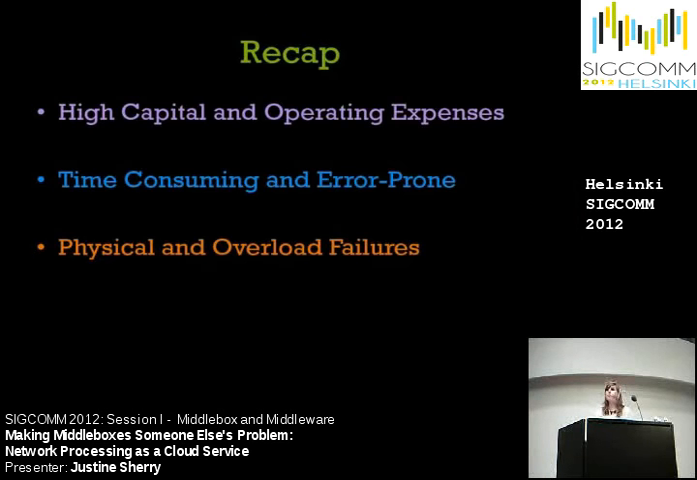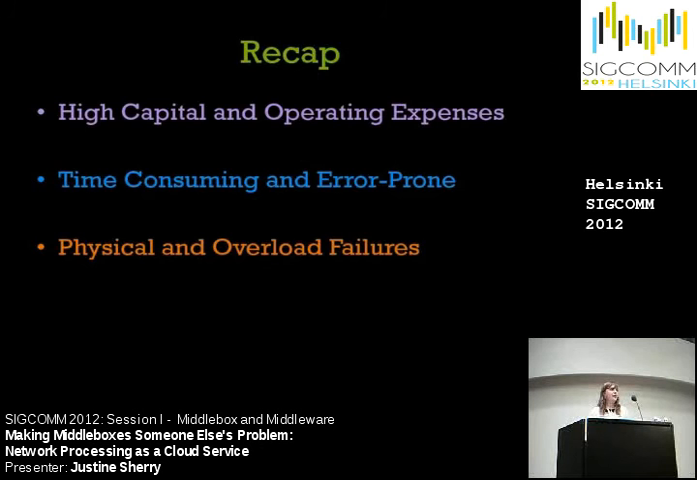Okay, so I just walked through some of the results from our survey. There are a lot more details in the paper, but let's recap what we've learned. First, we saw that middle boxes impose high capital and operating expenses. High capital expenses in that there's lots of devices, they're quite costly, and high operating expenses in that they require large administrative teams to manage them. We saw that this management question is time-consuming and error-prone. There are lots of people dedicated to managing middle boxes, and even the experts have lots of misconfiguration problems. Finally, we saw that physical and overload failures are also substantial sources of problems, but we weren't sure whether adding redundant hardware was really going to be a cost-effective solution.